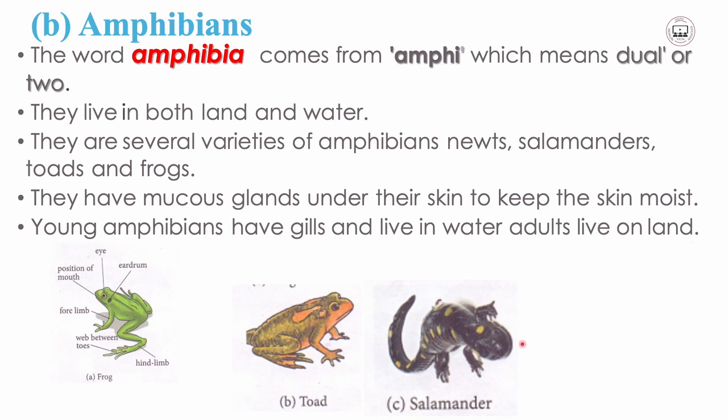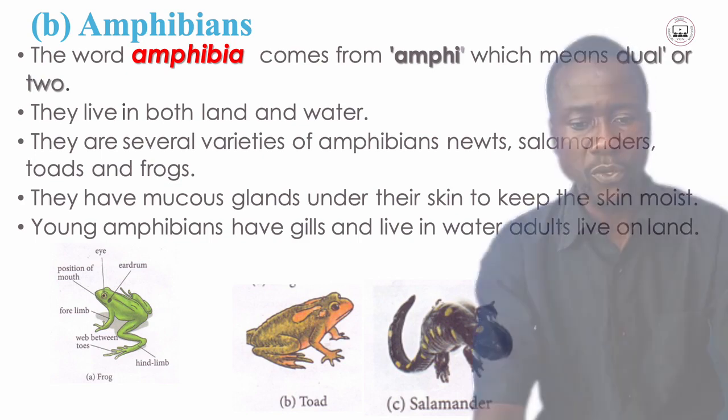land. So here are some diagrams which you can see to understand more about these amphibians. Here are examples of these amphibians. This is a diagram of a frog, and this is a diagram of a toad, and here we have the salamander. Unfortunately, we don't have the diagram of the newts. So these are the amphibians, and they fall under the group of the vertebrates.